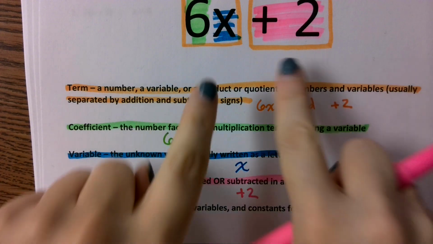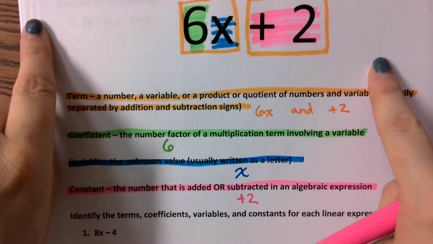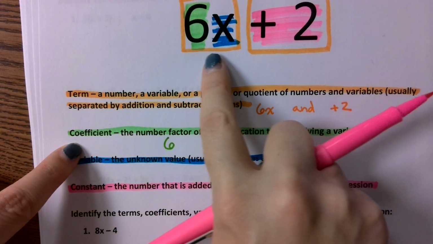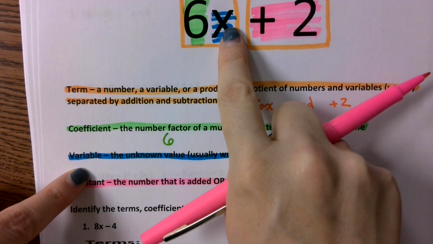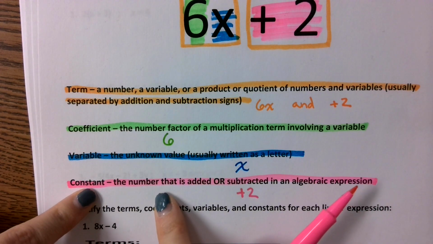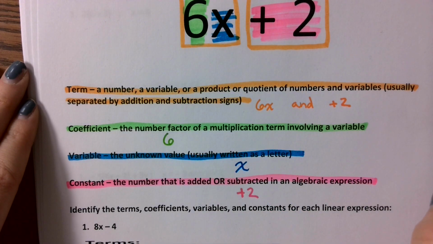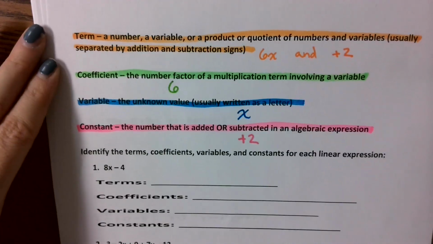All right, so remember, terms are split up by plus and minus signs. Coefficients are the numbers that are attached physically to your variable. Variables are your letters. Constants are the numbers that are just by themselves. They're being added or subtracted in the problem. Okay, they are numbers by themselves. They are not attached to a variable.